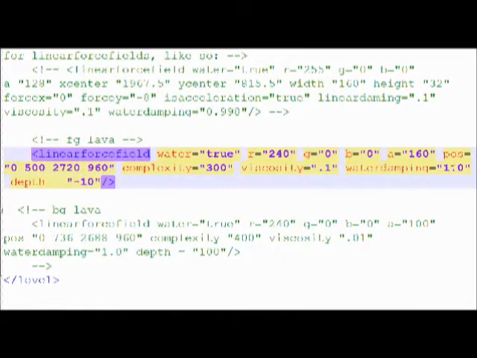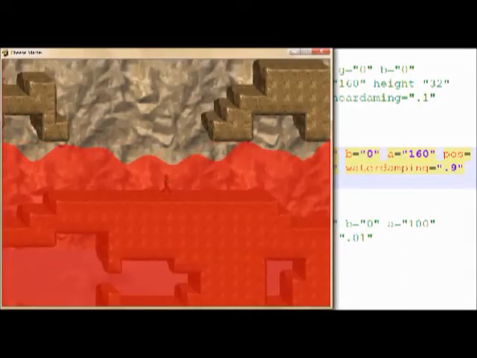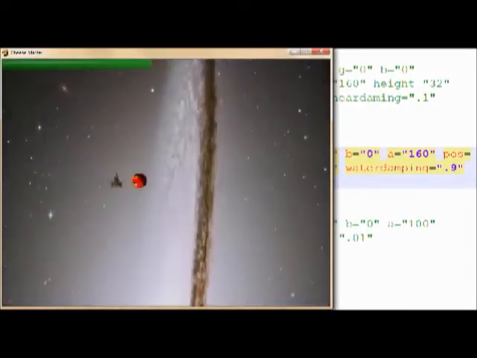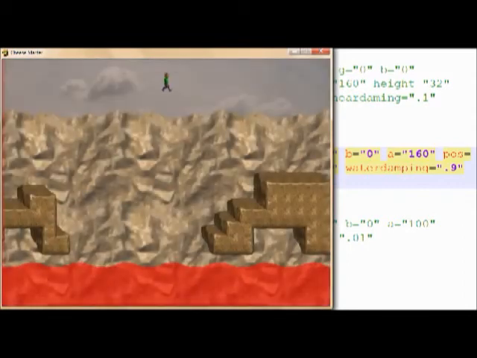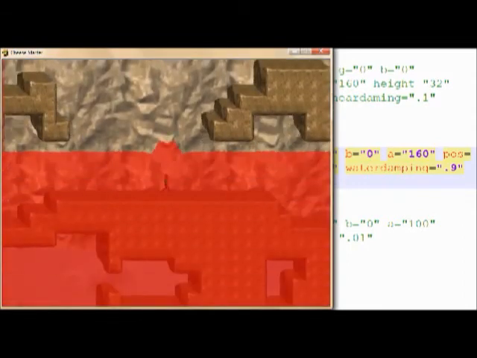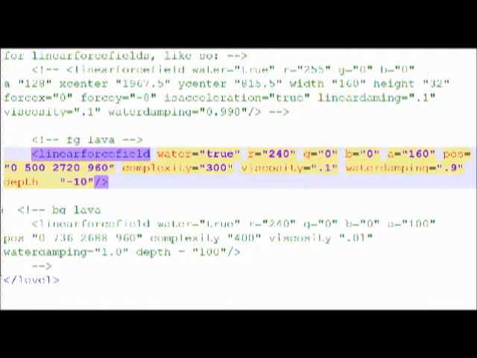Water damping is multiplied times the height of the waves each cycle. If I change that to 0.9 instead of 1.0, where 1.0 is basically no damping and 0.9 is pretty high damping, you can see the waves stop pretty fast. 0.98 or so is probably decent, not 10.